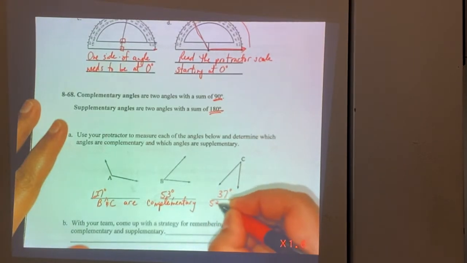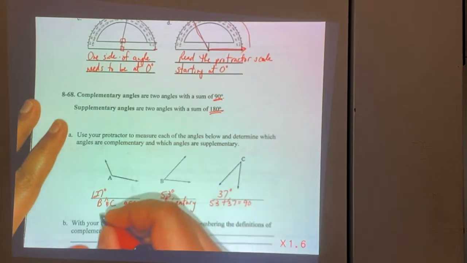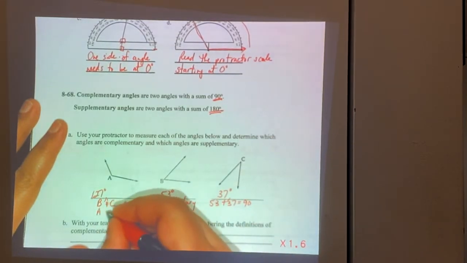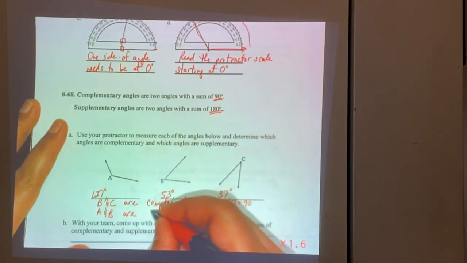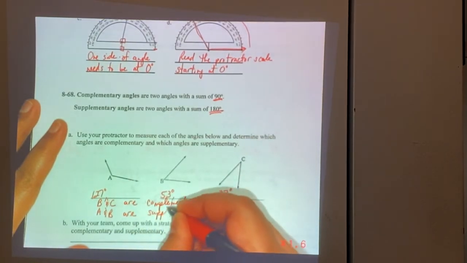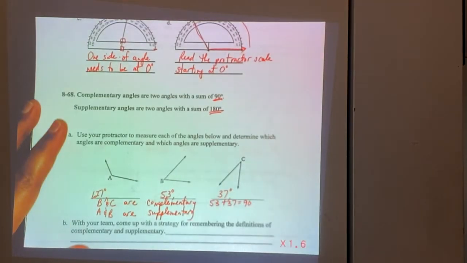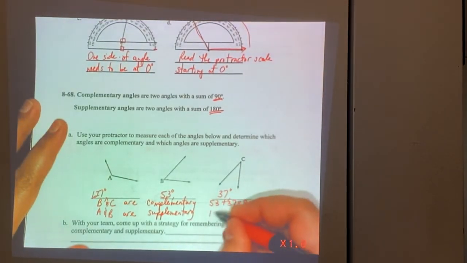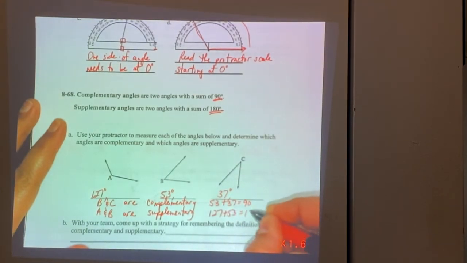Because 53 plus 37 equals 90. Okay. A and B are supplementary, because 127 plus 53 equals 180.